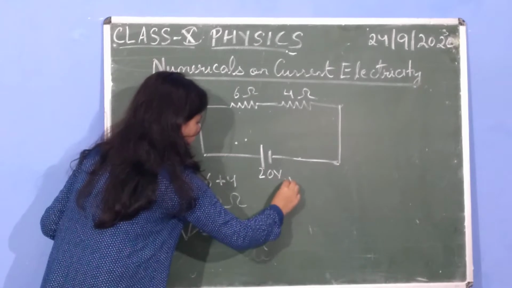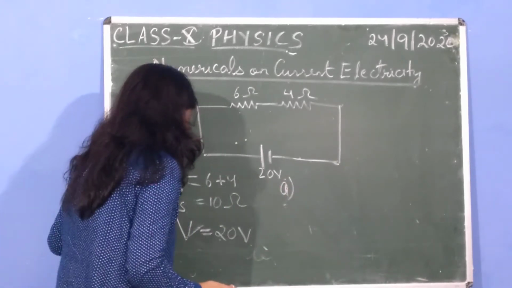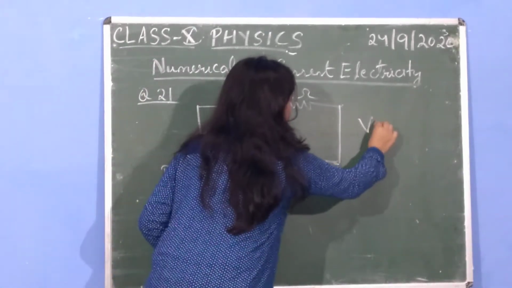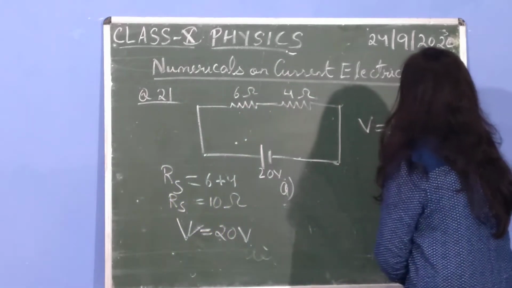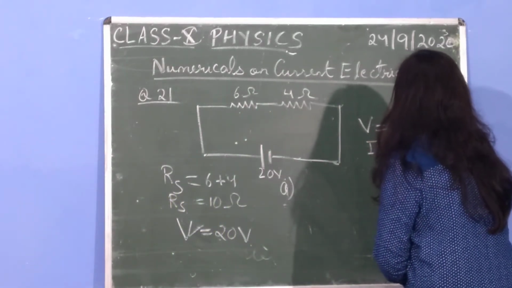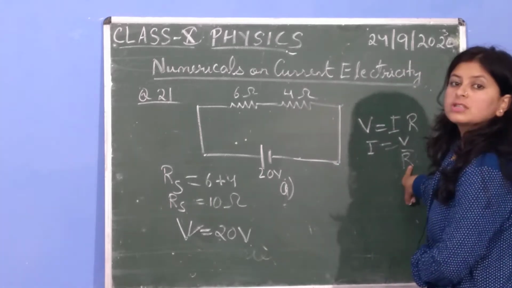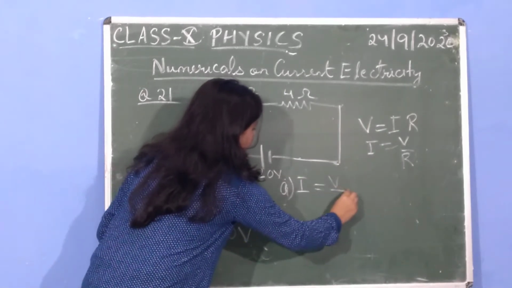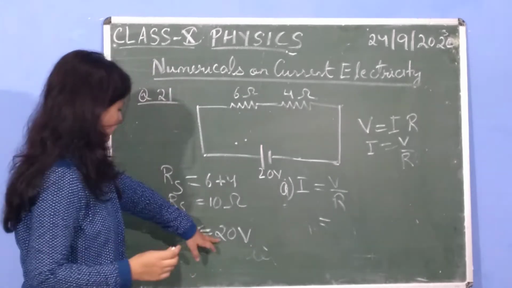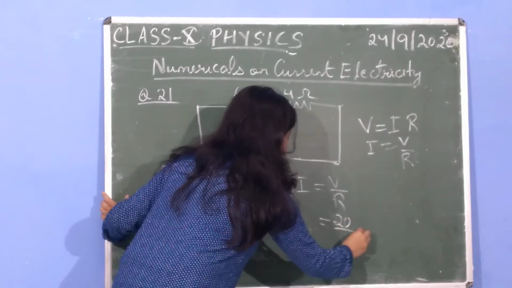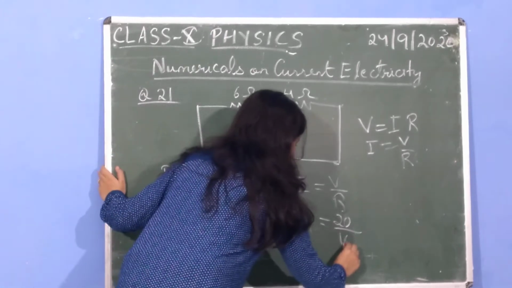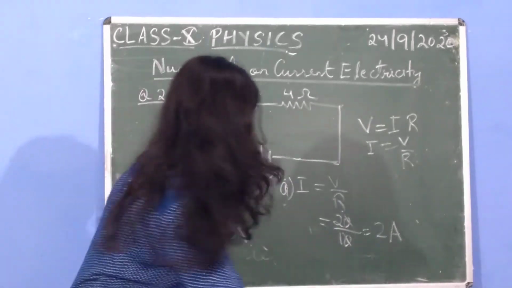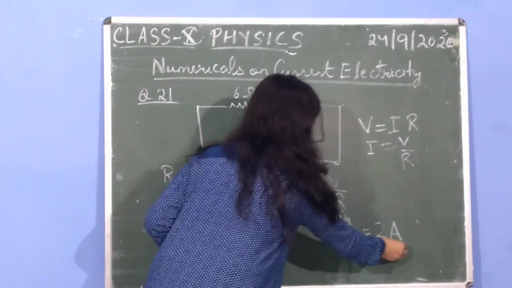Part 1 or part A, to calculate the total current, we are going to apply Ohm's law. The mathematical form of Ohm's law is V is equal to IR. So, I will be equal to V divided by R, and this R is the total resistance of the combination. So, I is equal to V by R. V from the question is 20 and R we have calculated to be 10 ohm. So, the current flowing through this circuit is 2 ampere. So, this is the solution for part A.